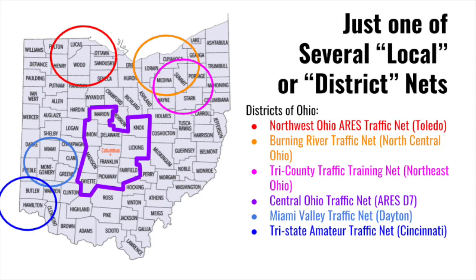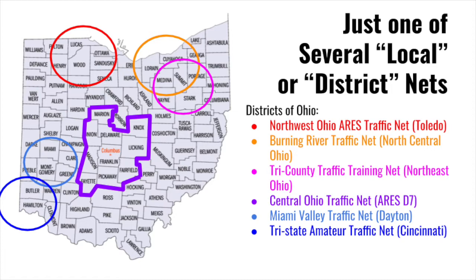Central Ohio Traffic Net is one of just several local or district nets in the state of Ohio. We show generally here where these are located, but again, these boundaries are not firmly fixed. The idea is just to give you an idea of where they are operating generally and what counties may be covered by them. The Northwest Ohio ARES Traffic Net is generally in the Toledo area, the Burning River Traffic Net in north central Ohio in the Cleveland area.